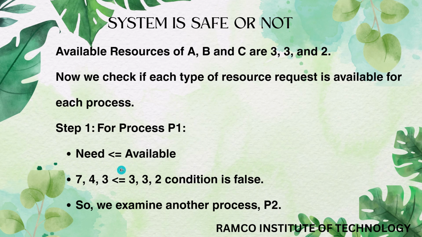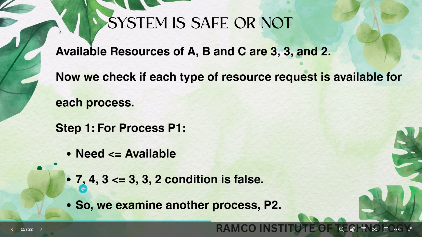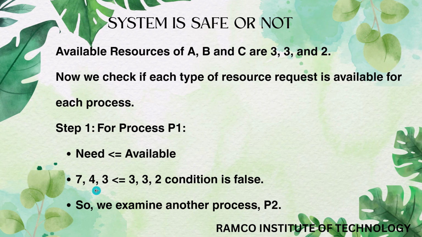So here the need for process P1 is 7, 4, 3. This value can be taken from the need matrix. Then available is also given, 3, 3, 2. So here the condition is false because 7 is greater than 3. Again 4 is also greater than 3. So now the condition is false. In this stage, the process P1 needs to wait until the required resources are available.